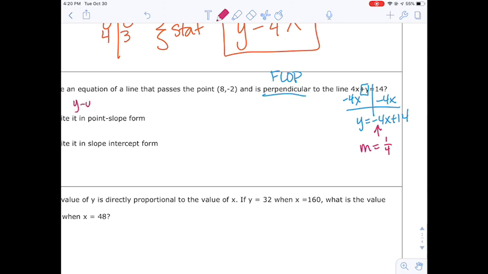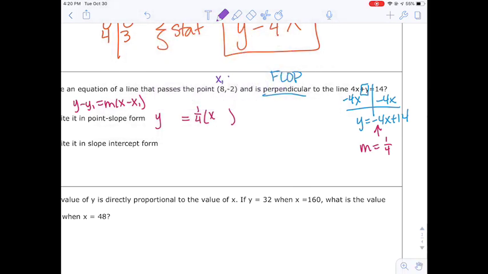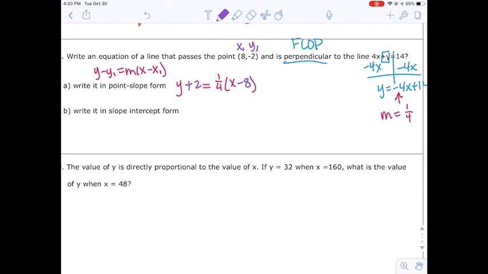So to plug into point slope, I'm going to plug in a positive 1/4 for my m, and then my x1, y1 is 8 and -2. Remember that you changed the signs.